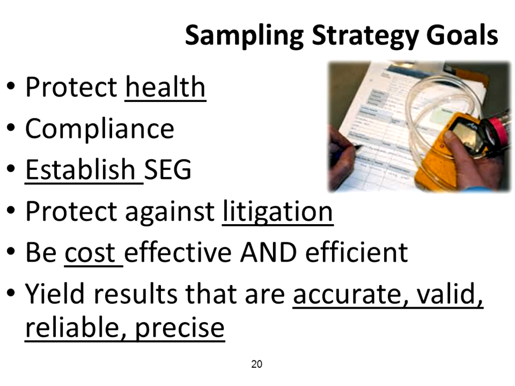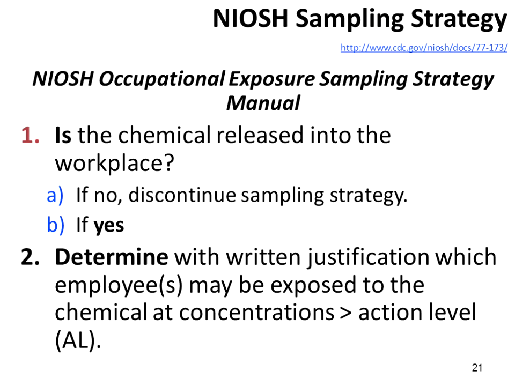Our goals in our sampling strategy would be to protect health, compliance, establish similar exposure groups, protect against litigation, be cost efficient and effective, and ensure that the results that we're getting time after time when we go back into the field are accurate, valid, reliable, and precise. So this sampling method was part of, or is part of, the NIOSH sampling strategy, and the PowerPoint presentation is much easier to follow, in my opinion, than the text that's here, but you do it in a step-by-step format.